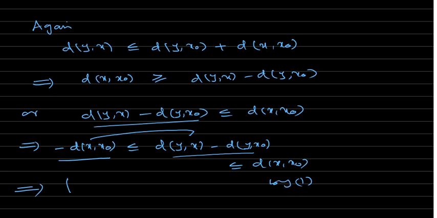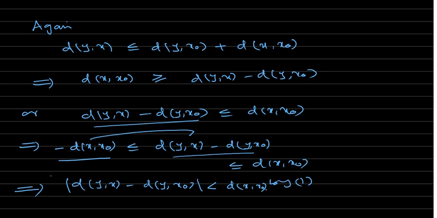So that means mod of d(y, x) minus d(y, x0) is less than d(x, x0). Okay. So this point is clear to you? Yes, sir. Okay.